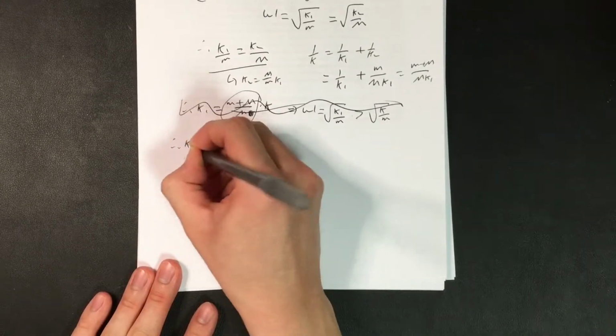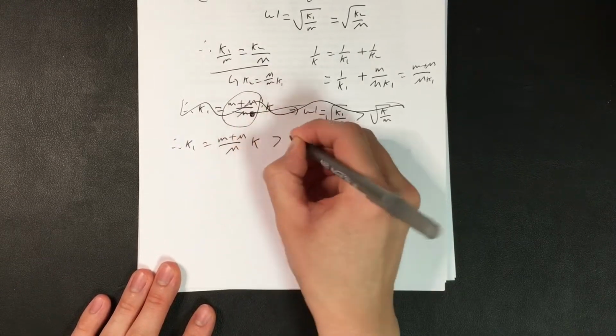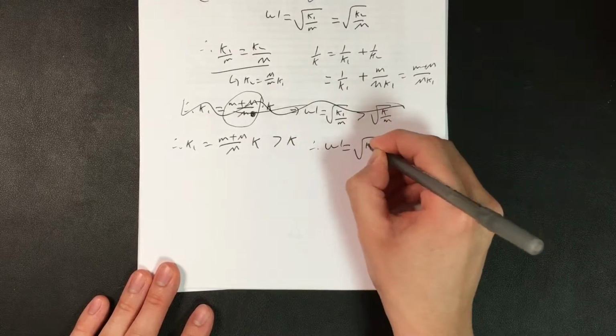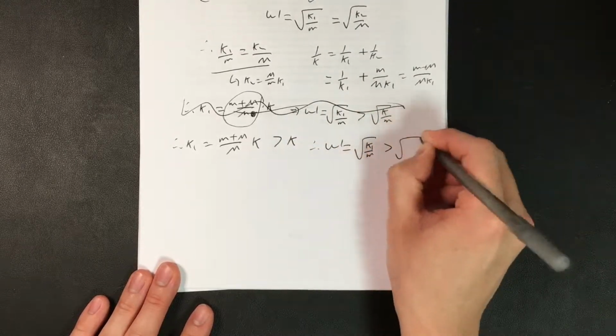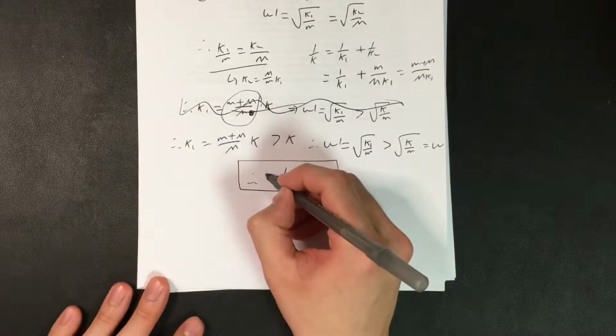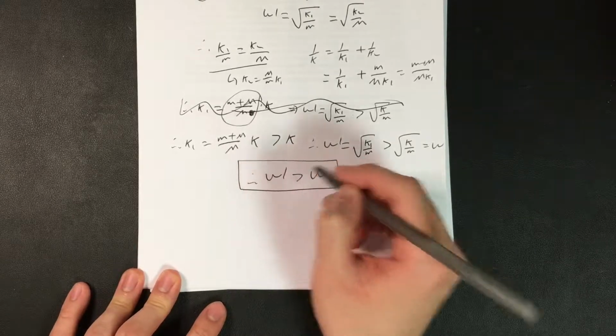Now, therefore, k1 equals (m + M)/M times k, which is greater than k. Therefore, omega prime, which equals the square root of k1 over m, is greater than the square root of k over m, which equals omega. And therefore, when the box is under free fall, the angular frequency increases.